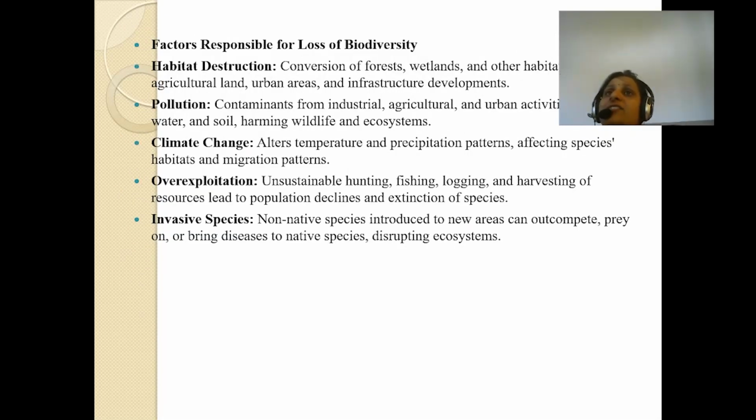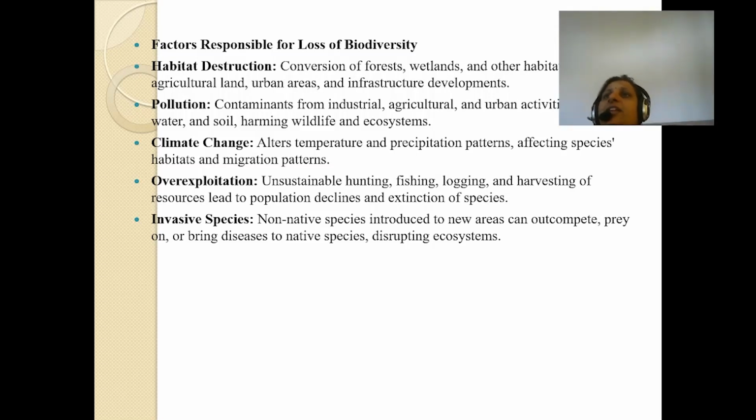Now, this biodiversity is being lost across countries. Various factors are responsible for that. The factors responsible for loss of biodiversity are habitat destruction. The conversion of forests, wetlands, and other habitats into agricultural land, urban areas, and infrastructure development is the reason for this loss of diversity.